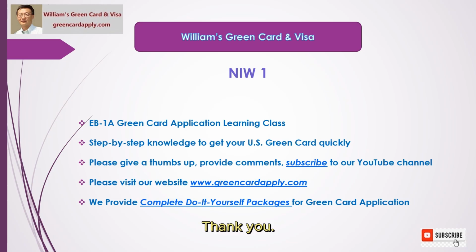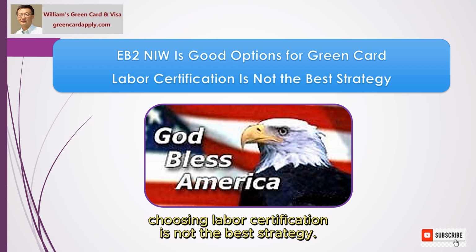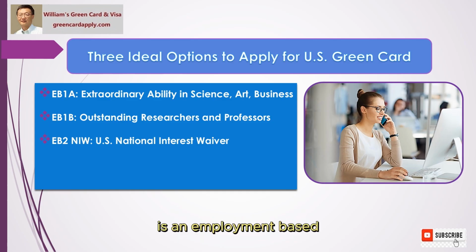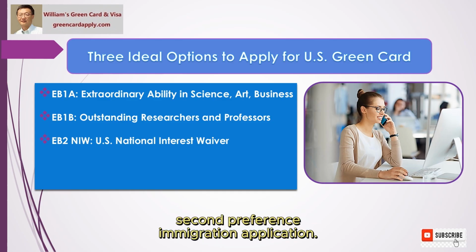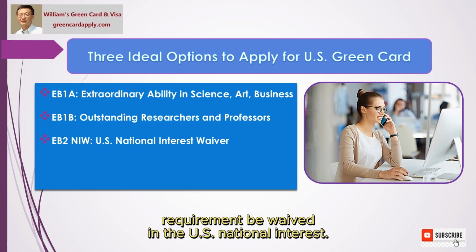Thank you. EB2 NIW is one of the three ideal options to apply for a US Green Card. Choosing labor certification is not the best strategy. The National Interest Waiver, or EB2 NIW, is an employment-based, second preference immigration application. It is so named because it asks that the otherwise required labor certification requirement be waived in the U.S.